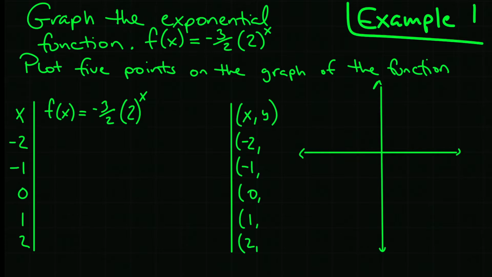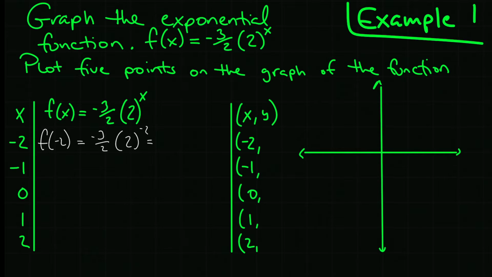For example number 1, we have graph the exponential function f of x is equal to -3/2 times 2 to the x power. We have to plot 5 points on the graph of the function and then graph it. Because I have a limited amount of space, I can't really graph if it gets too big, but we'll do our best. So we begin with x is equal to -2. So we're going to plug in -2 for the x. So we have f of -2 is equal to -3/2 times 2 to the -2 power.